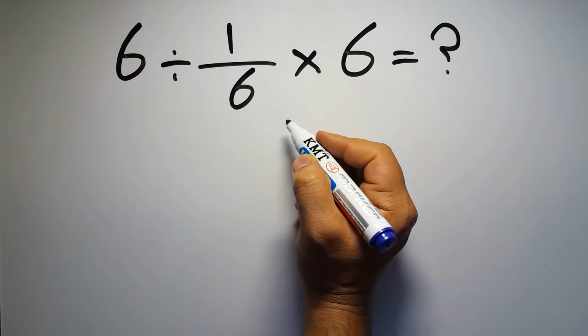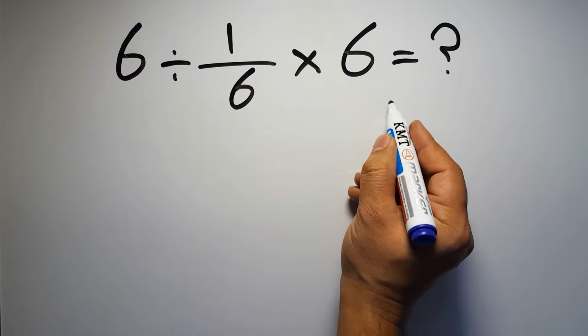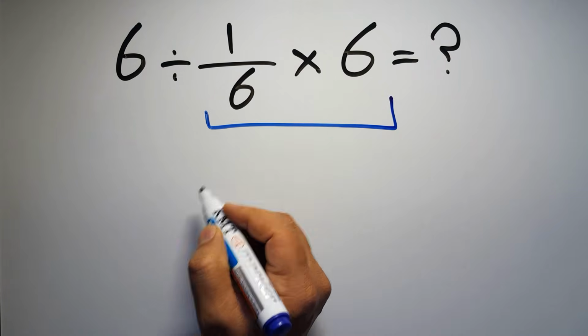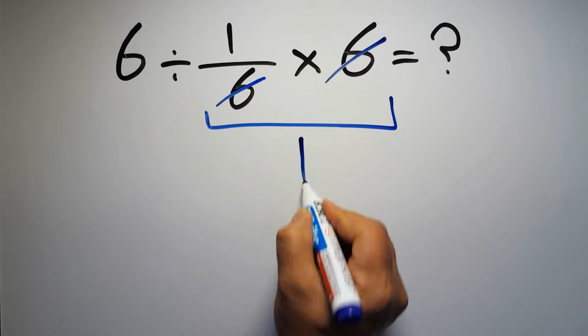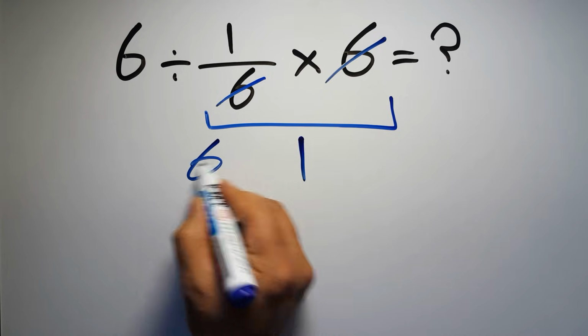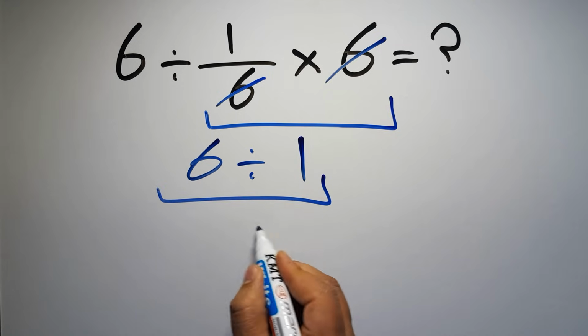First, we do this multiplication, 1 over 6 times 6. We can easily cancel this 6 and this 6. So here we have just 1. And 6 divided by 1 is just 6.